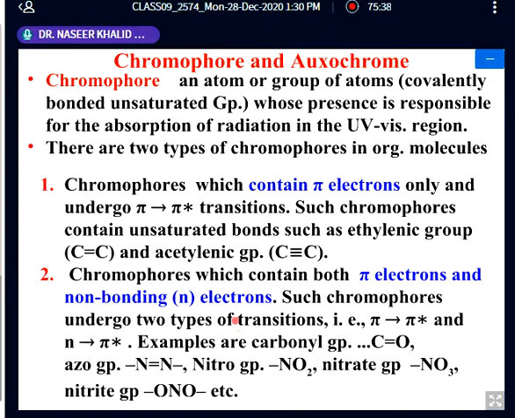Two types of transitions. Because by virtue of the pi unsaturation, pi to pi star is there. They are present in this type of chromophores. The example could be carbonyl, C double bond O. Now there is a double bond, so the pi to pi star transition will be there. But this oxygen atom contains unused pairs of electrons, that is non-bonding electrons.